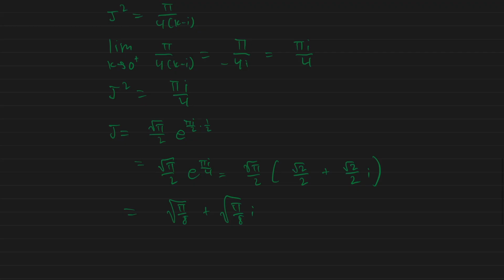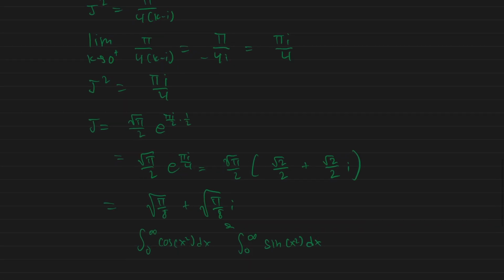And now we can compare. So this is going to be the integral from 0 to infinity of cosine of x squared dx, and this is the integral from 0 to infinity of sine of x squared dx. So now we have the value of our integral.